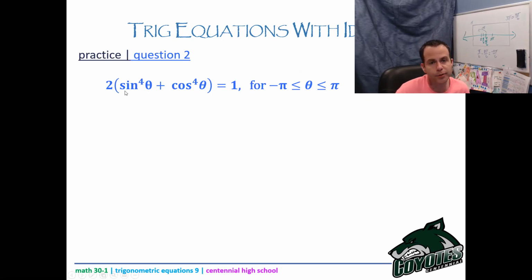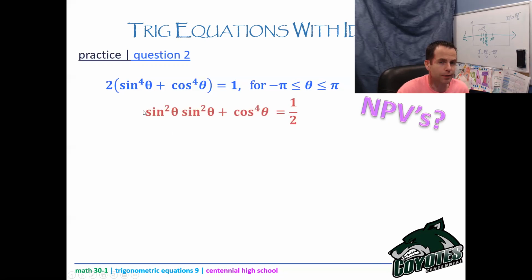Well, I'm going to divide both sides by 2 to get rid of this 2, so that's going to be a 1/2 over here. Then I want to work on trying to get all of these trigonometric functions to be the same. So how I'm going to handle that, let's talk NPVs first. There isn't any, but it's a conversation you want to have with yourself. So I'm going to switch my sine to the 4 theta to sine squared theta.